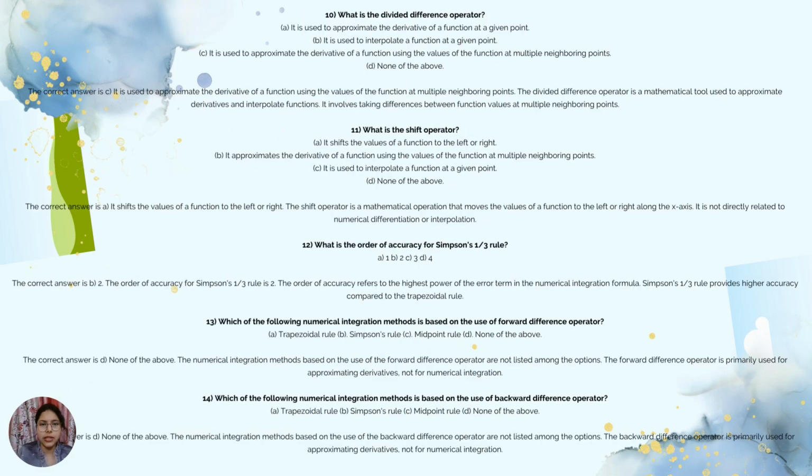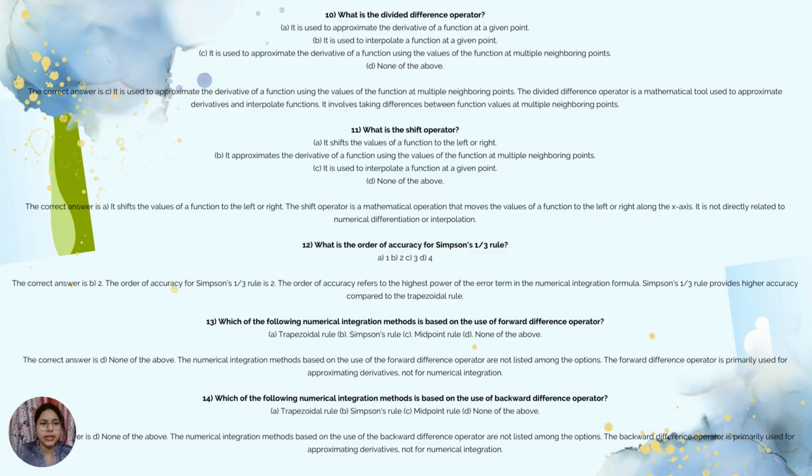Question number 10 is, what is the divided difference operator? Option A. It is used to approximate the derivative of a function at a given point. Option B. It is used to interpolate a function at a given point. Option C. It is used to approximate the derivative of a function using the values of the function at multiple neighboring points. And option D. None of the above.